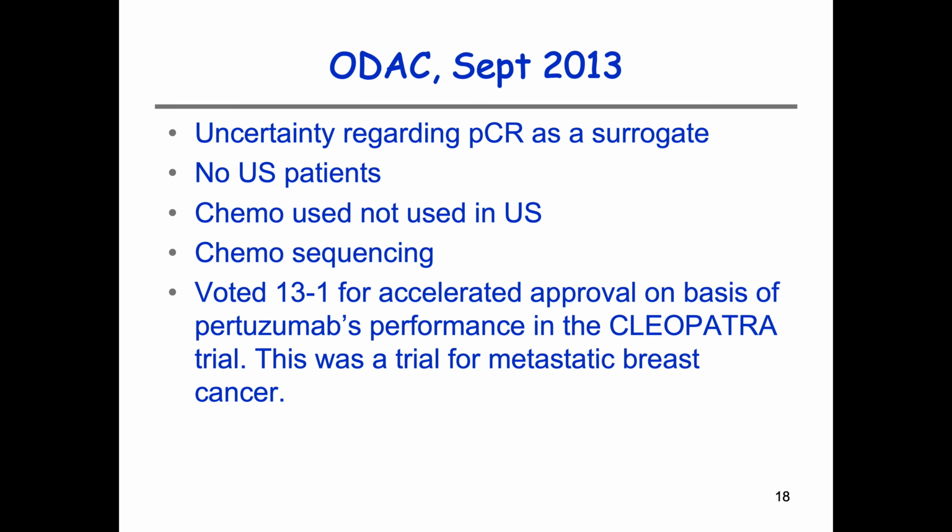Well, ODAC, that's the advisory committee at FDA, in September of 2013, at this meeting, there was uncertainty regarding PCR as a surrogate. No U.S. patients were in the trials analyzed. Chemo that was used is not used in the U.S. And the chemo sequencing is different than what would normally be done in the U.S. But nevertheless, the panel voted 13 to 1 for accelerated approval on the basis of pertuzumab's performance in the Cleopatra trial. And this was a trial for metastatic breast cancer, not for early stage high risk.